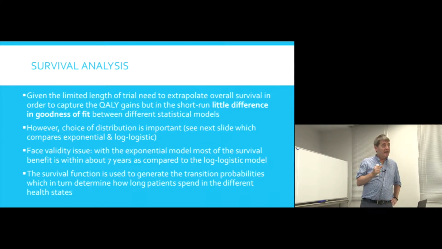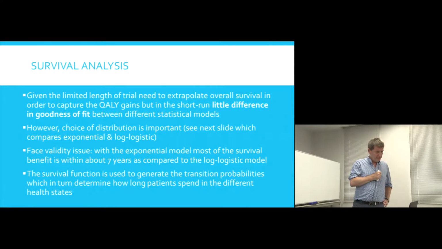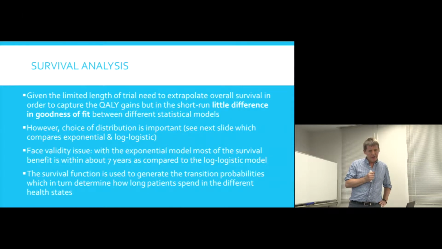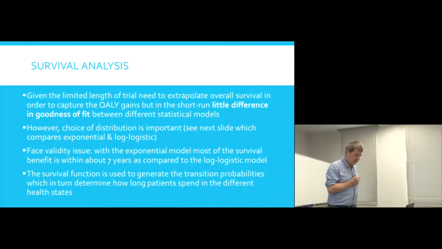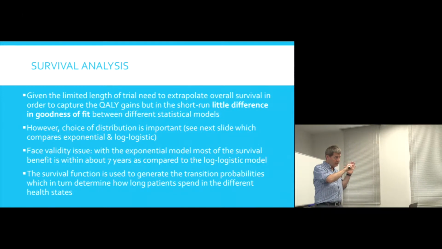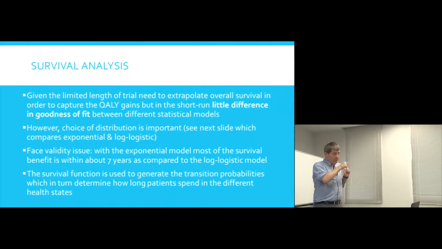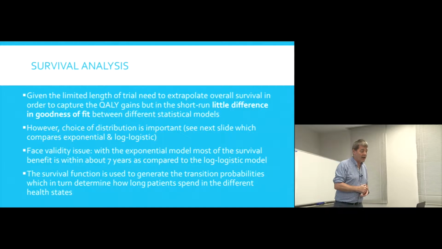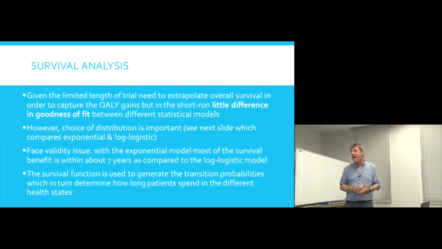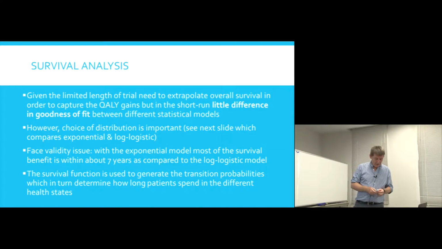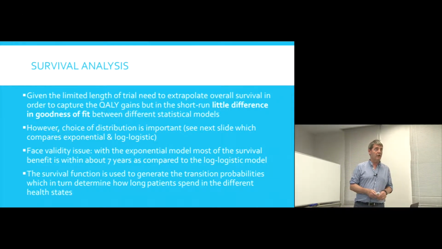And so we need to extrapolate into the future. This is a statistical procedure, and there's a wide choice of statistical distributions we can use to go from the observed data during the trial to predicting what happens to the patient group over time. In the next slide, I'm going to compare two different statistical models. One is an exponential model, and the other is what's called a logistic model. The key point is they produce rather different results.